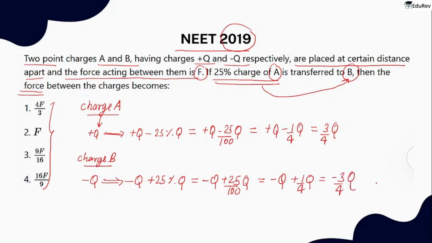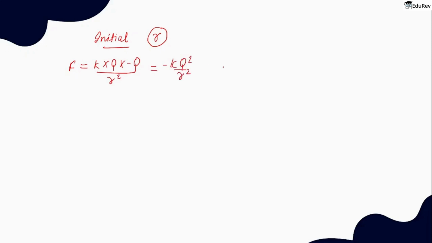Now, let us write the equation of force for the initial condition when there was no transfer of charge. Assuming that the distance between charge A and charge B is r. Let us say the initial force is F. Therefore, the initial force F is equal to K into Q into minus Q divided by R squared, which is equal to minus K into Q squared by R squared newtons. Let us say equation 1.